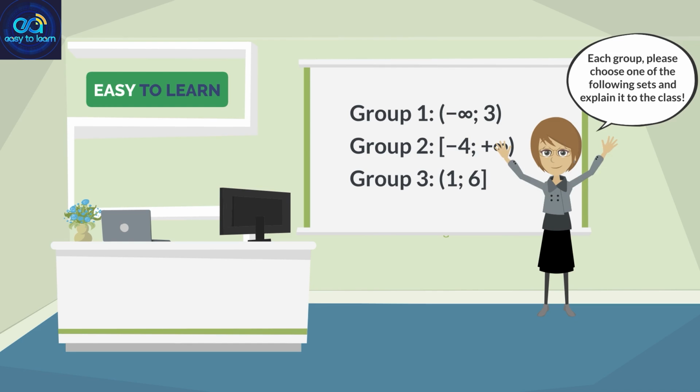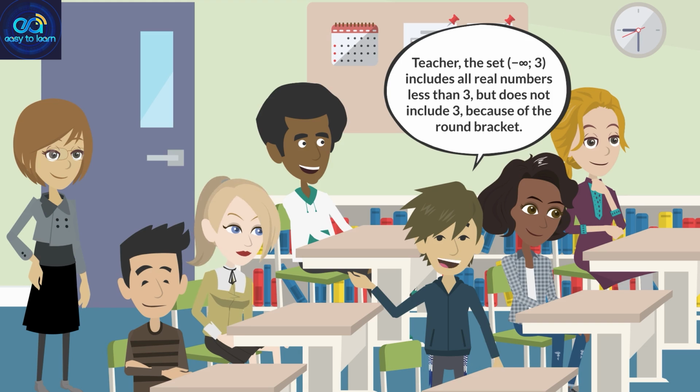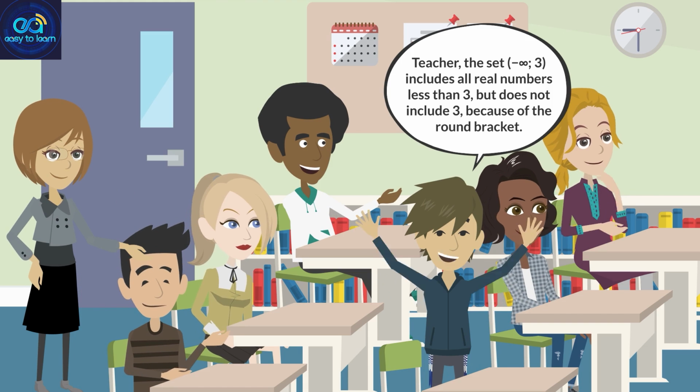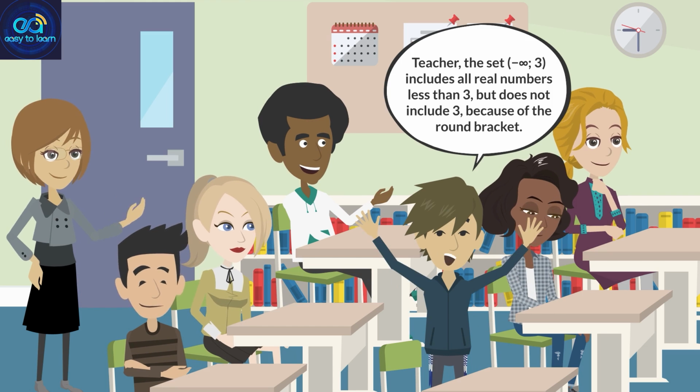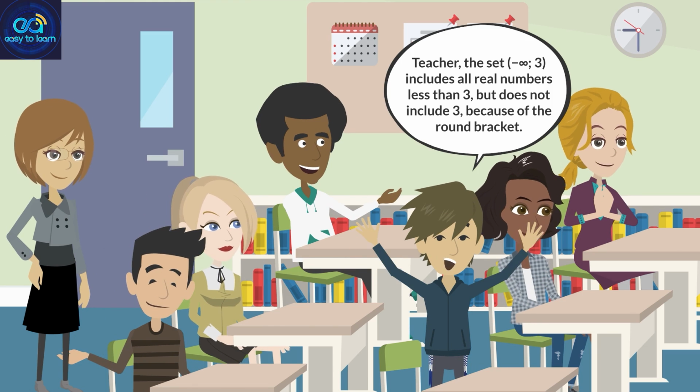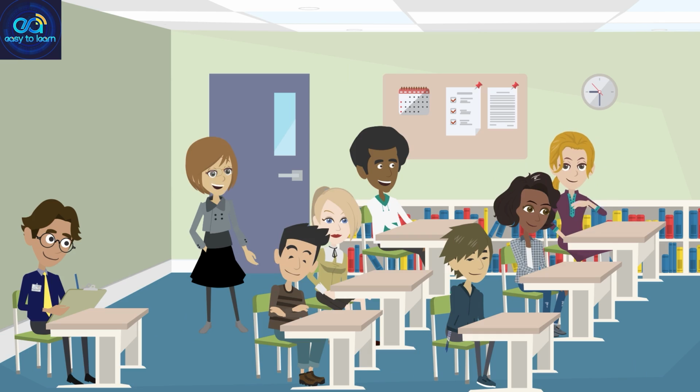Group 1. Round bracket, negative infinity, 3, round bracket. Group 2. Square bracket, -4 and positive infinity, round bracket. Group 3. Round bracket 1 and 6 square bracket. Labes: Teacher, the set negative infinity and 3 includes all real numbers less than 3 but does not include 3 because of the round bracket.